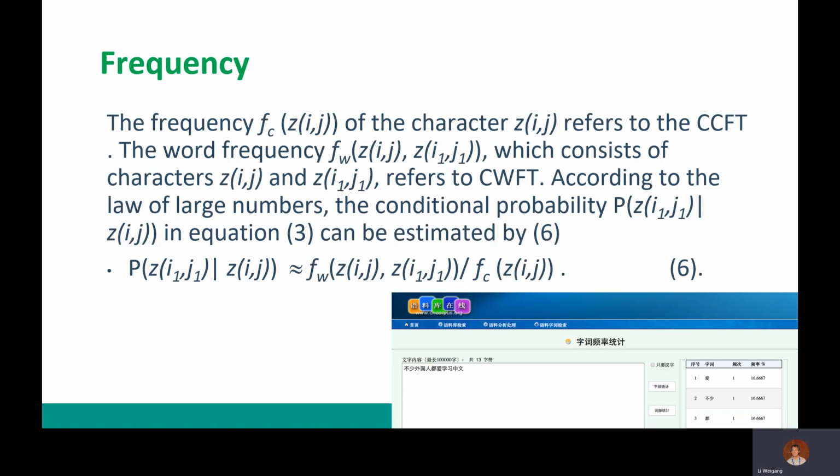Frequency from the corpus, as we mentioned, the frequency of a character Z refers to this table. We can also find the word frequency. According to the law of large numbers, the coordinate probability P(Z) of a character can be estimated by equation 6.